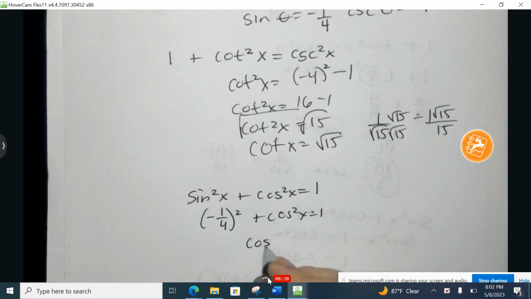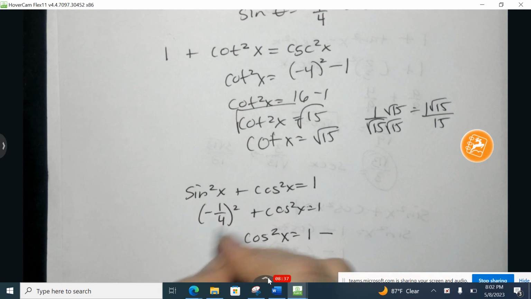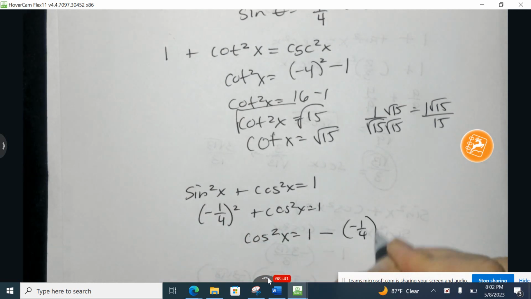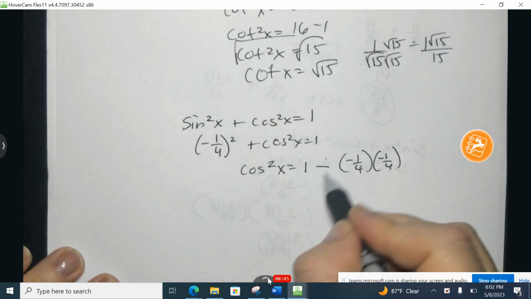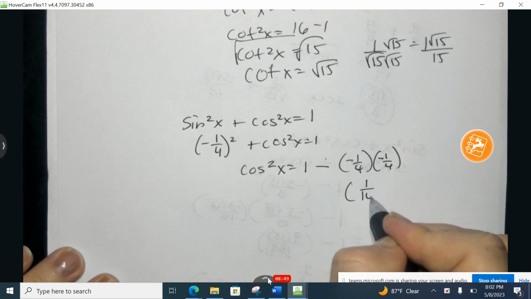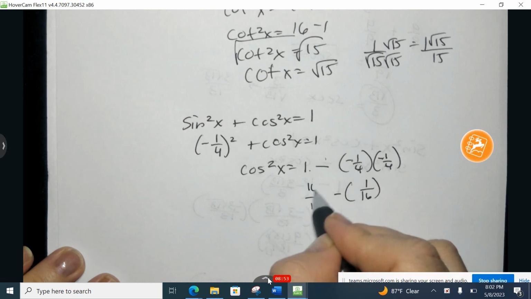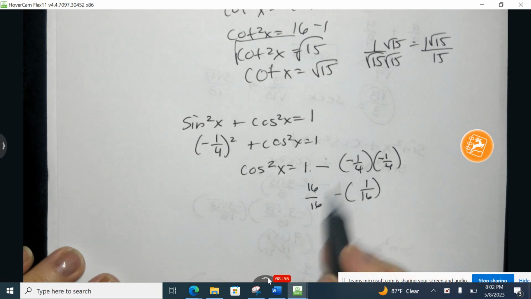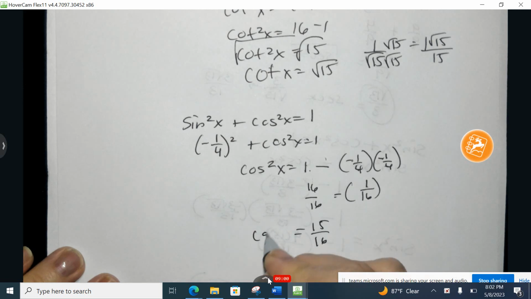So I'm going to rewrite this right away as cosine squared x equals 1 minus this. When I bring it over, I need to subtract it. It was positive, I bring it over, and this says take this quantity times itself twice. That's what the square means. Forget about this portion right now. Negative 1 times negative 1 is 1, and 4 times 4 is 16. Let's write 1 as a fraction, 16 over 16. This is equivalent to 1. 16 minus 1 is 15 over 16.